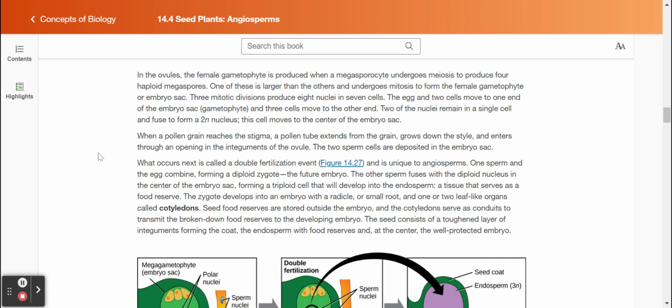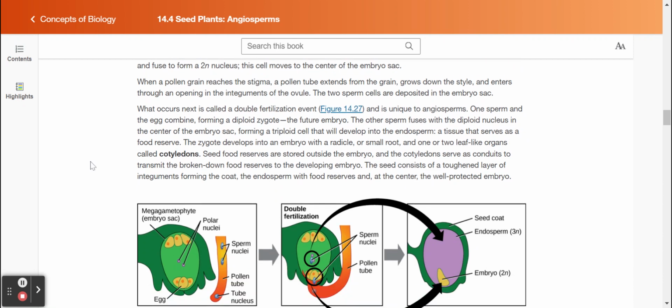When a pollen grain reaches the stigma, a pollen tube extends from the grain, grows down the style, and enters through an opening in the integuments of the ovule. The 2 sperm cells are deposited in the embryo sac. What occurs next is called a double fertilization event and is unique to angiosperms. One sperm and the egg combine, forming a diploid zygote, the future embryo. The other sperm fuses with the diploid nucleus in the center of the embryo sac, forming a triploid cell that will develop into the endosperm, a tissue that serves as a food reserve.